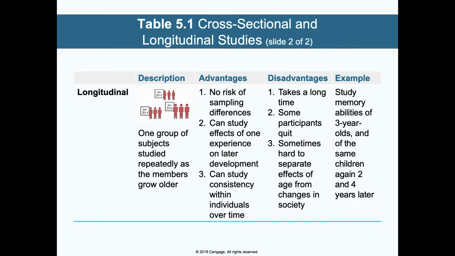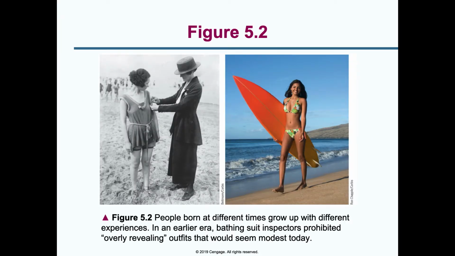I'm going to skip ahead 2 slides because this shows an example of what we mean by cohort effects. When people are born at different times, they often have different experiences based on what's going on in society at the time. So this shows 2 pictures of 2 women in bathing suits, one on the left, one on the right. The one on the left was born during an earlier time. That's obviously a very dated picture. That person was being inspected by what were called bathing suit inspectors at the time, to say that her bathing suit was either okay or overly revealing.